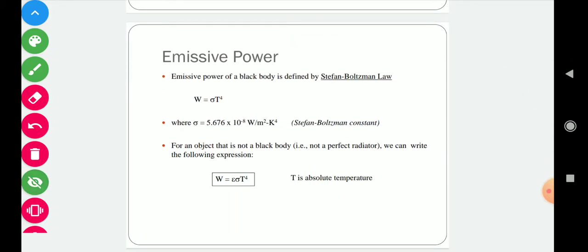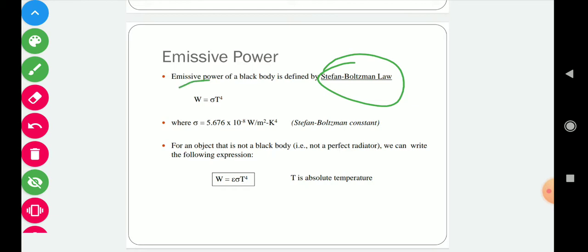This emissive power can be calculated with the help of the Stefan-Boltzmann law, and the total emissive power at all wavelengths will be equal to sigma into T raised to power 4. Here T is the absolute temperature in Kelvin, and sigma is called the Stefan-Boltzmann constant, and its value is 5.676 into 10 to the power minus 8 watt per meter square per Kelvin power 4.